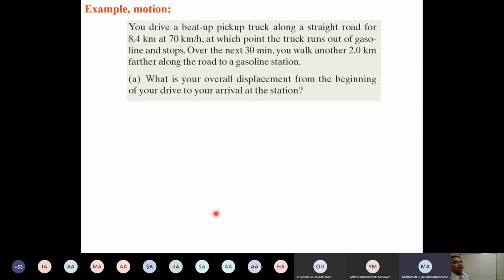10.4. Yeah, assuming that the path is a straight path, because they are saying it is along a straight road, right? So therefore, you have the total displacement 8.4 plus 2. So it gives you 10.4 kilometers. Since this is one directional, it is a displacement. And you are assigning the vector quantity to it, like the direction from home to the gasoline station.